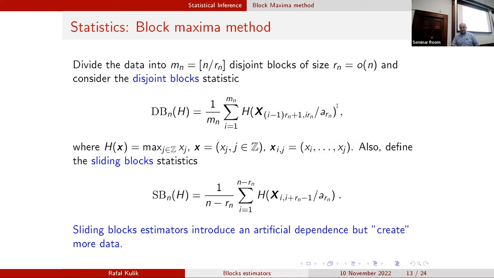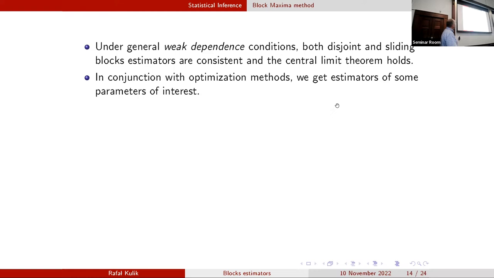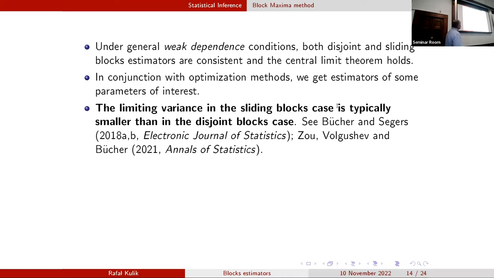There are a couple of results under quite general weak dependence conditions, because we talk about time series here. We have central limit theorems. The point is that these central limit theorems do not give you the estimates yet. You have to apply optimization methods to extract these estimates. And there are some formulas for the limiting variances, and in all of the problems that I was able to see, the sliding blocks have a smaller variance than the disjoint blocks. So having more data, but with some artificial dependence, helps.